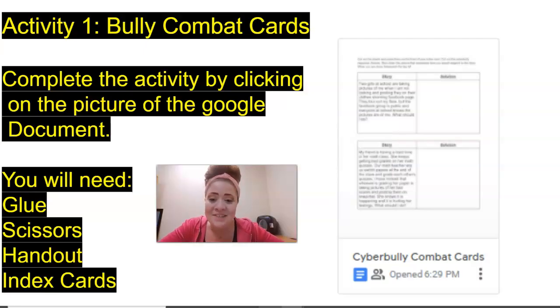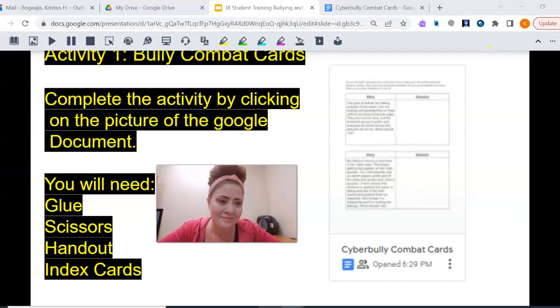Here are some extended activities that you can do as a class or on your own. The first activity is called Bully Combat Cards. Complete the activity by clicking on the Google document in the slides presentation. You will need glue, scissors, the handout, and some index cards.